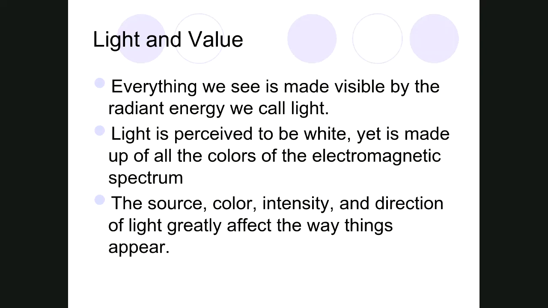So we talk about light, and we assume that light is white, but it's actually made up of all the colors in the spectrum, which you've probably seen and talked about in your science classes as well as your art classes. Before we talk about color, we're going to talk about value first, because it affects how we see things, how things appear, and how it makes us feel as we look at a work of art.